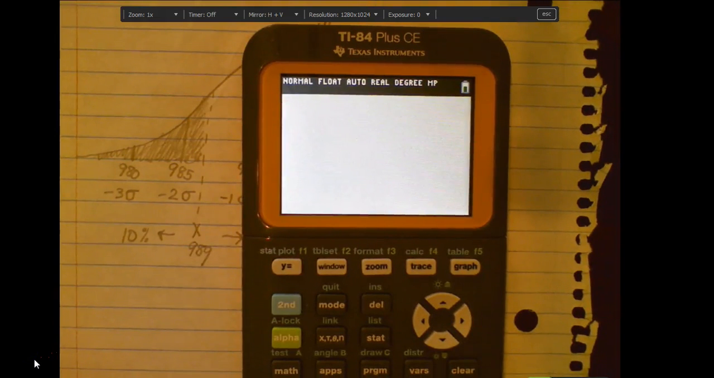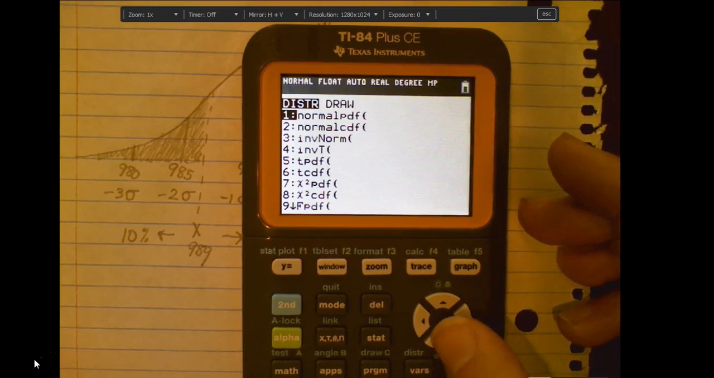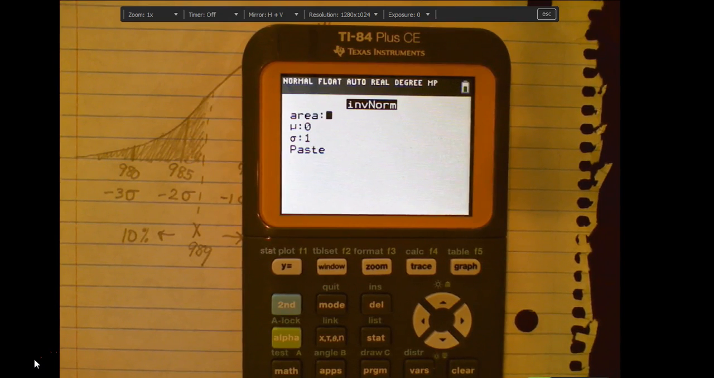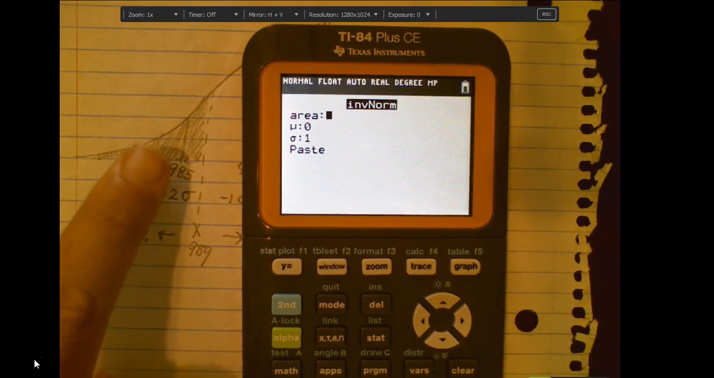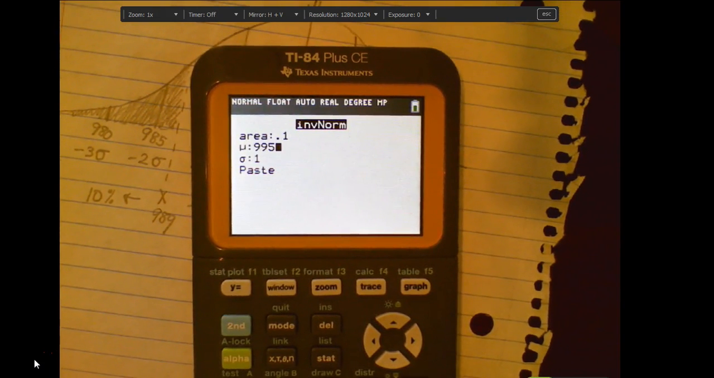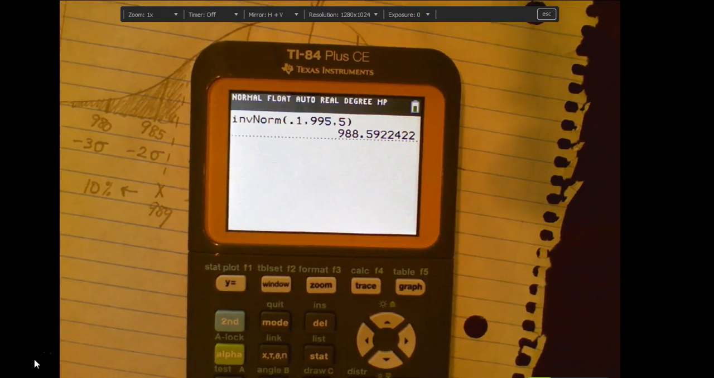So just in case you missed that on your calculator, again, right here under distribution, so second distribution, go down to the third option, which is inverse normal. So the first prompt, they're asking us for an area. And again, that is the area that I shaded here. It's the area that is to the left of x, never to the right of x. So that area represented 10% of the diagram. So 0.1. And then we put in the mean, which was 995. And the standard deviation, which was 5. And so there we go. There was about 989.